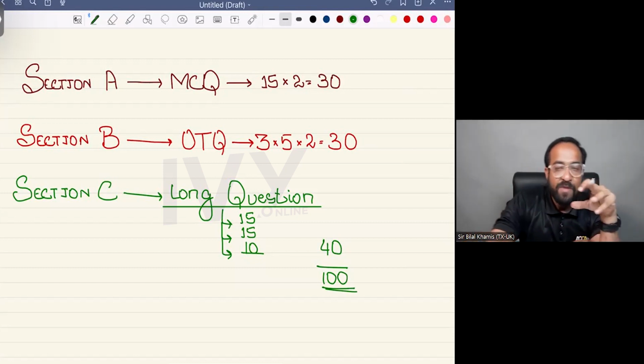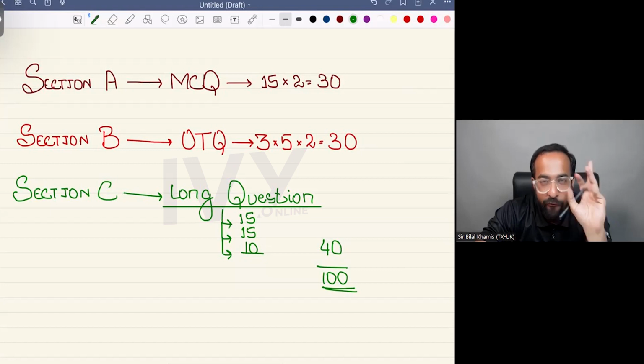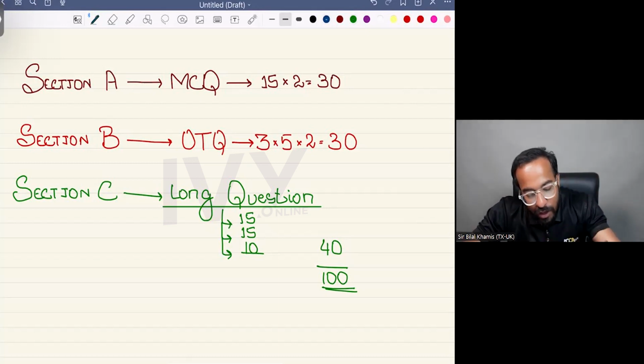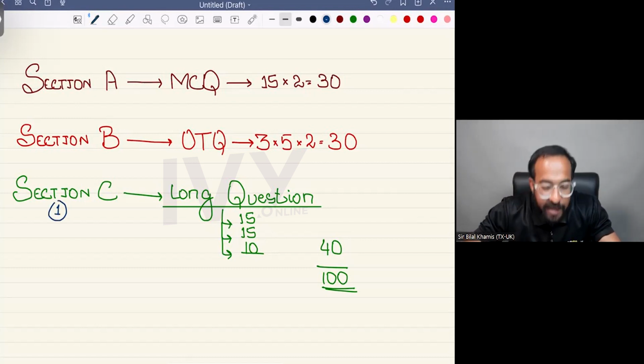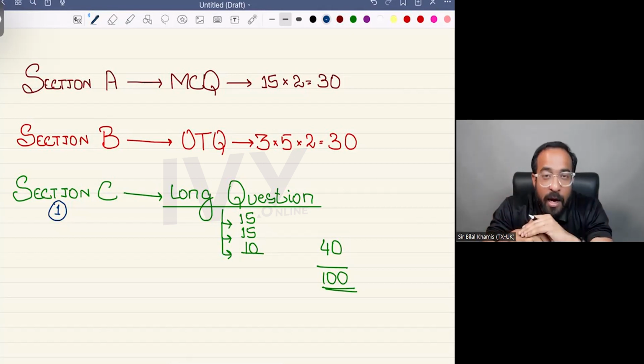Now, some strategies. Which section will I do first in my paper? This is the tip for every paper, not only for the TX. You need to be very, very confident about this tip. See why I'm saying that you need to opt for section C first. Section C is checked by a human, and a human has a heart, and the heart has a soft corner for the students. Let's suppose you are working on a question and giving an answer in stepwise working. For every step that is correct, you will get a mark. If it is not correct, you won't be given any marks.